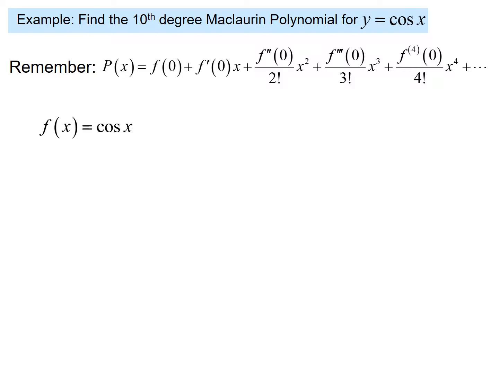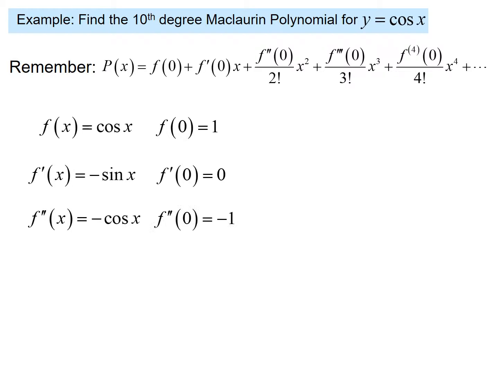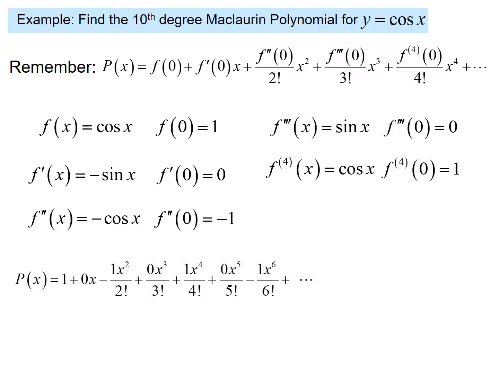The original function is cosine of x. Cosine of x evaluated at 0, because we're looking for a Maclaurin polynomial, that tells us that we're evaluating this when x equals 0. So cosine of 0 is 1. Take the derivative of cosine, we get negative sine. Evaluate that at 0 and we get 0. Take the second derivative, third, fourth, and so on.